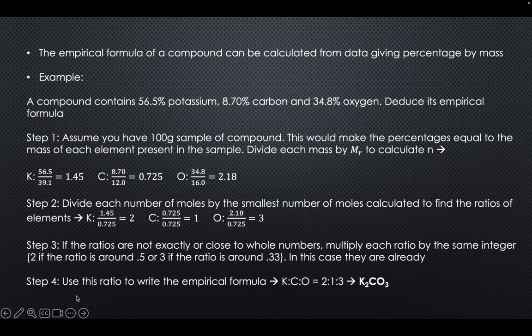So the fourth and final step is that we use this ratio, the new ratio, or the current ratio for this question, to write the empirical formula. So our ratio of potassium to carbon to oxygen is 2 to 1 to 3. So our empirical formula will be K2CO3. So potassium carbonate.